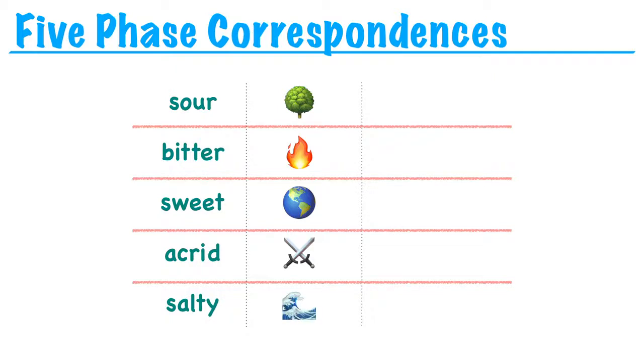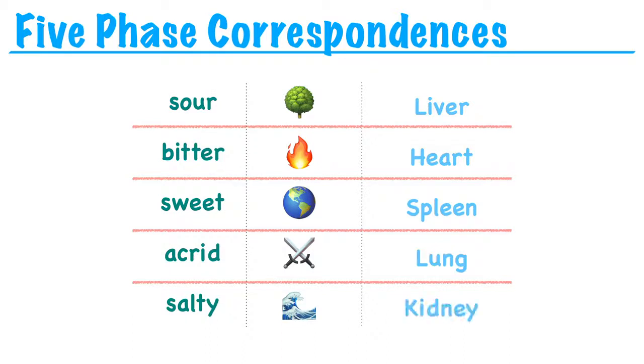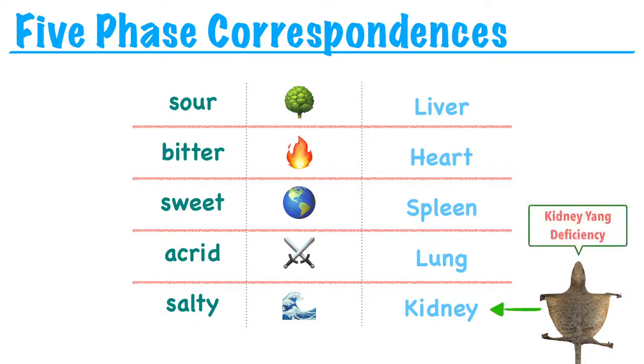But what's maybe more interesting here is, through these 5-phase correspondences, we can say that each taste is associated with an organ or channel. So the sour flavor enters the liver, the bitter flavor enters the heart, the sweet flavor enters the spleen, the acrid flavor enters the lung, and the salty flavor enters the kidney. So for example, herbs that are salty in flavor or have been prepared with salt tend to enter the kidney and treat kidney-related disorders. Now, I'm not sure that there's actually a good way to explain or remember these correspondences, but maybe we can try to make something up.